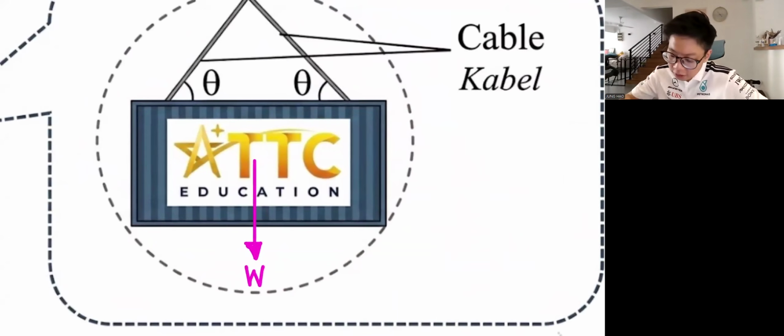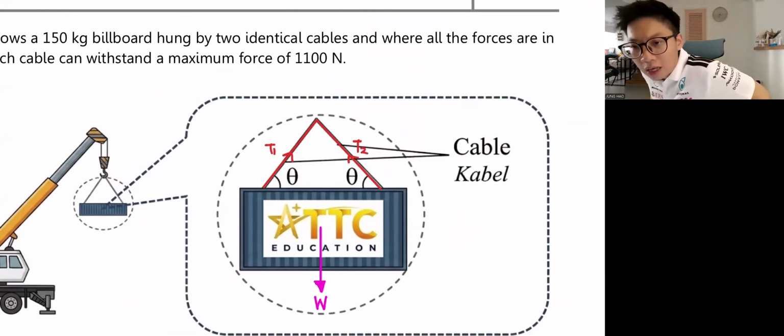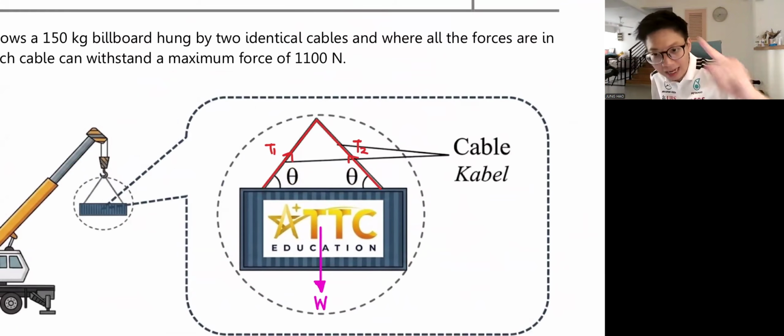Then what about T1 and T2 and their direction? For T1 and T2, you will realize that this is going to be T1, this is going to be T2. Just now in Chinese class, right? Got people asking me, teacher, how do you know the tension goes up? The tali goes up.